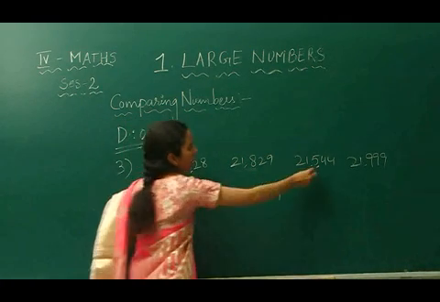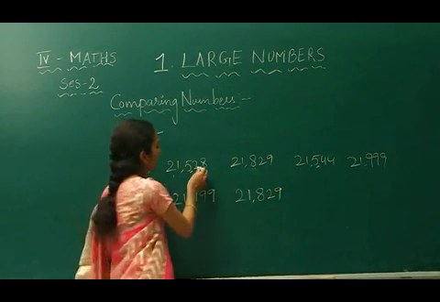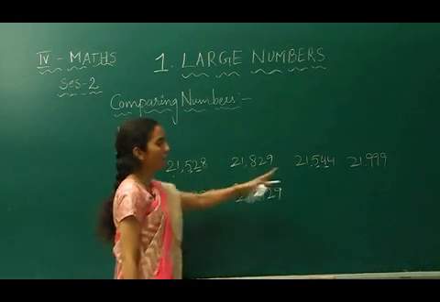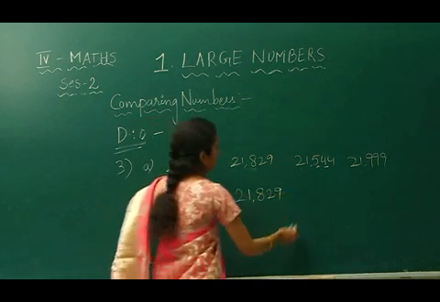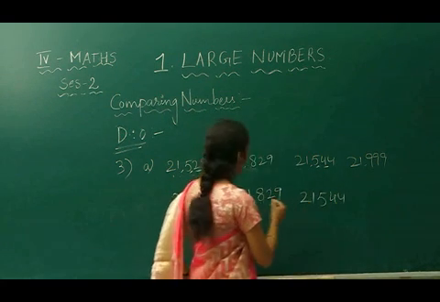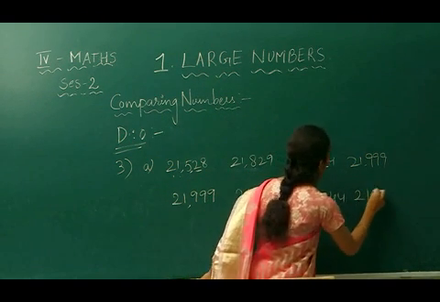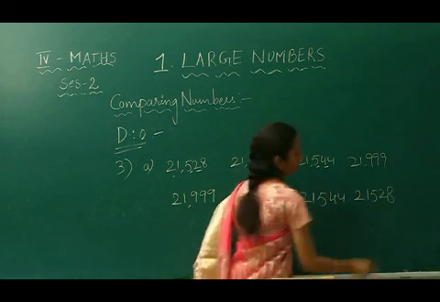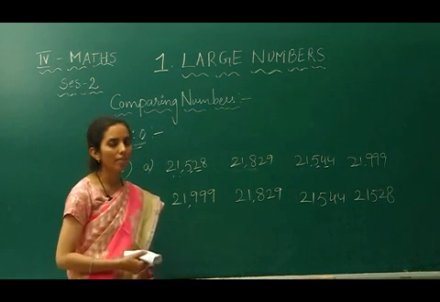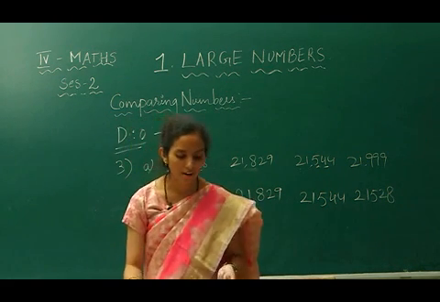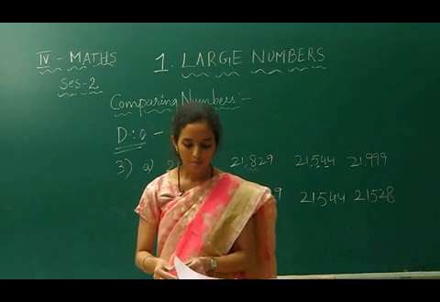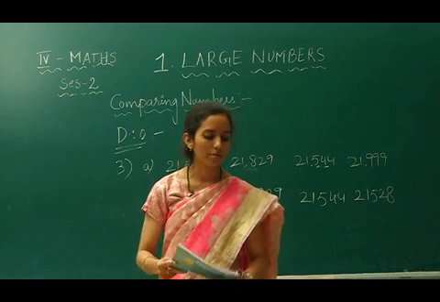Here in the hundreds place we have 5 in both the numbers, but in the tens place it is 2 here, but it is 4 here. So, 2 is lesser than 4. So, this number will come here, 21,544, and at last 21,528. So, this is the decreasing order, that is descending order of the given numbers. A few more examples are given. For your practice, practice them and be thorough with writing the decreasing order.